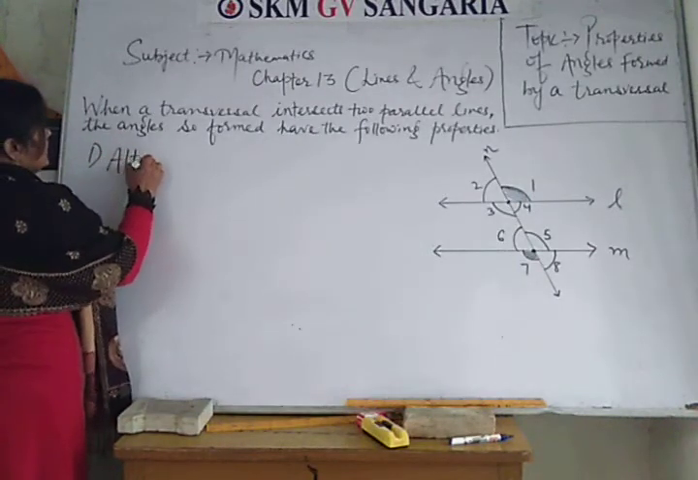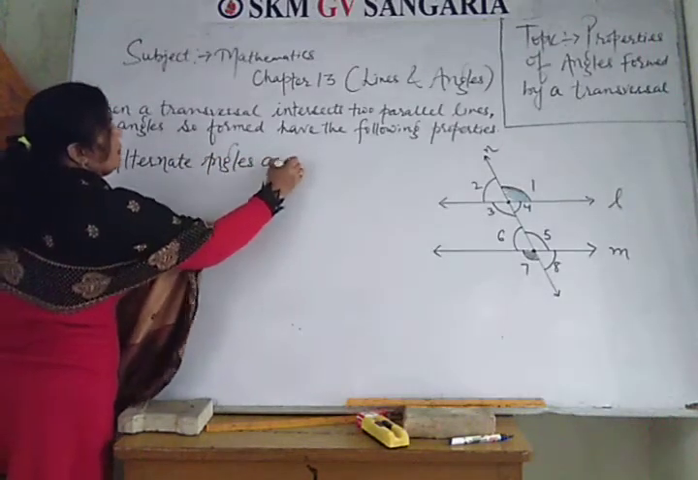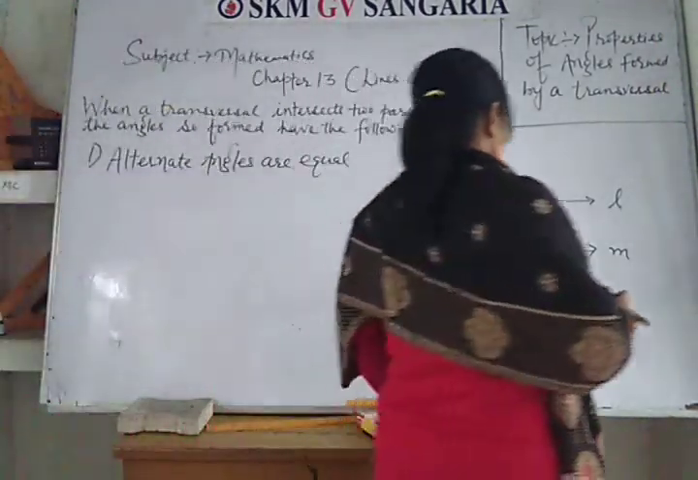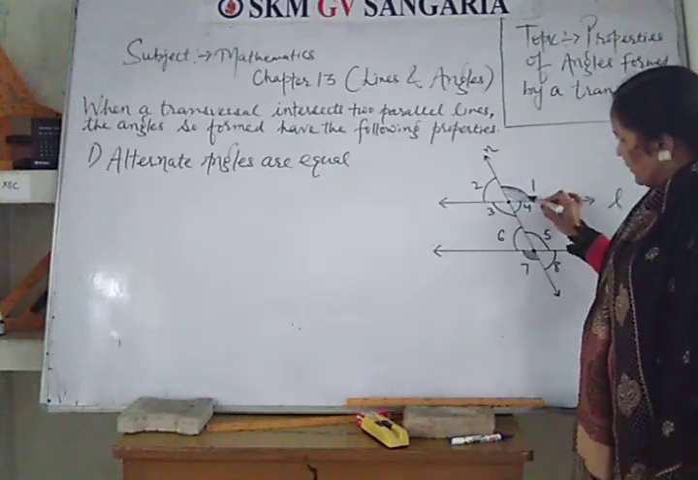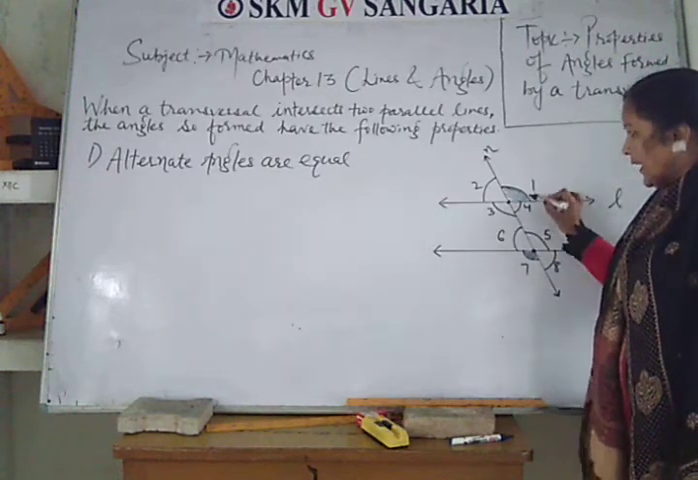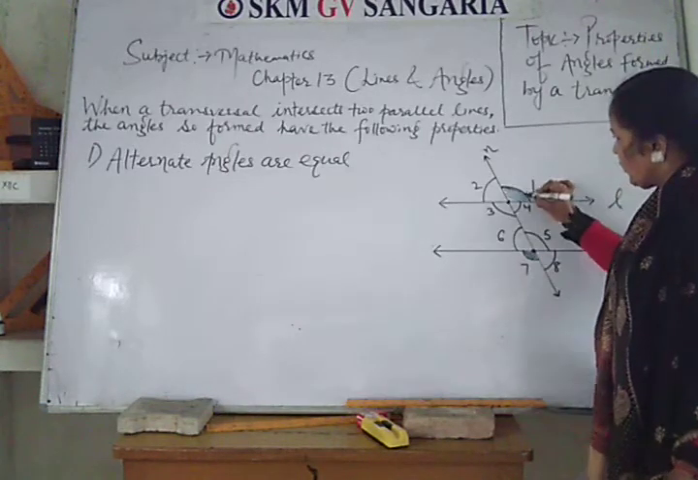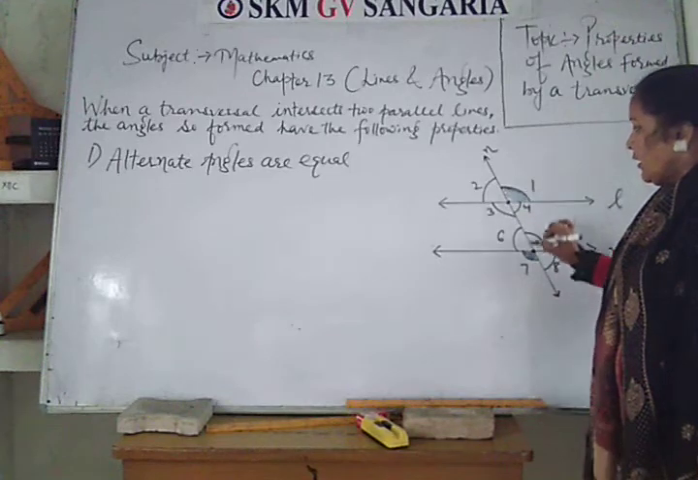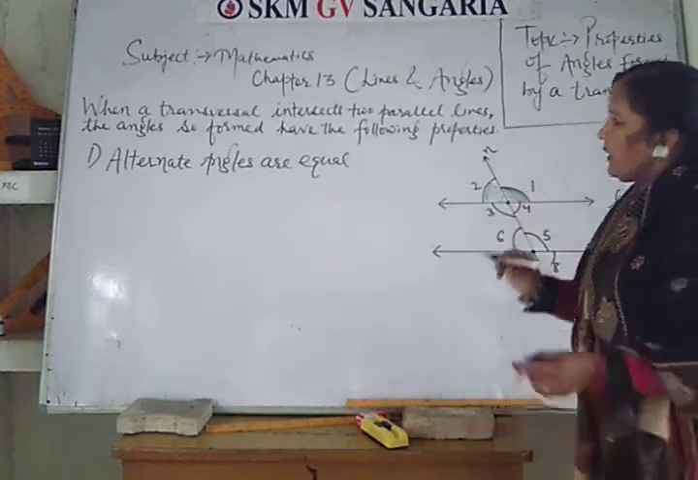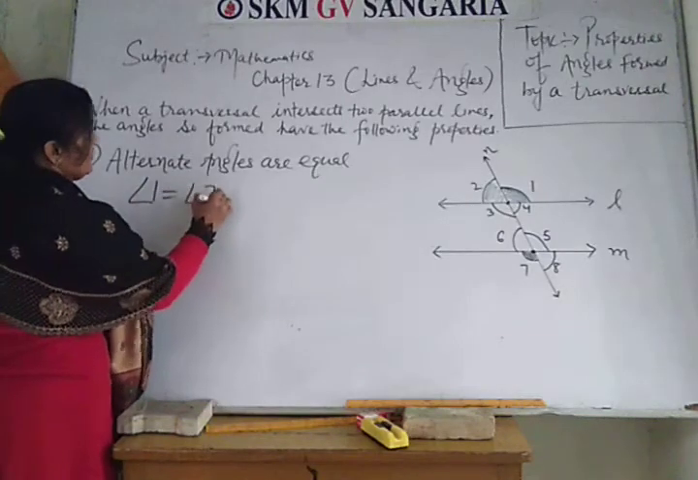Number one, alternate angles are equal. Angle 1 and angle 7 are alternate exterior angles. We can write, alternate angles are equal, meaning angle 1 is equal to angle 7.